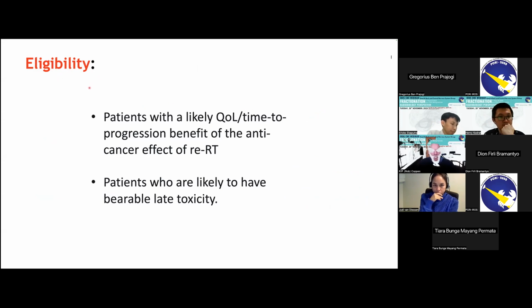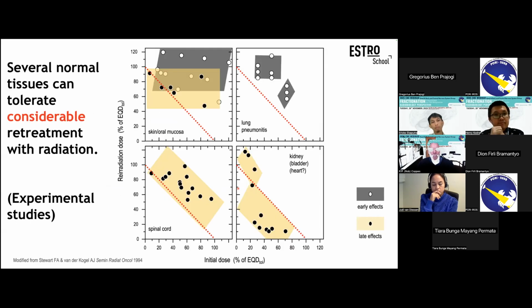So when is a patient eligible for re-irradiation? Especially patients with a likely quality of life or time-to-progression benefit from the anti-cancer effect of retreatment, right? So you have to consider that. Or patients who are likely to have a bearable late toxicity, right? So this is what you need to take into consideration. I don't have time to show all the different tissues and why we get to this response that I will show now, but some tissues can increase their tolerance considerably before retreatment, especially early responding tissues like skin and oral mucosa. You can see here the initial dose that is given to your radiation field, and the radiation dose in percentage of the equivalent tolerance dose.